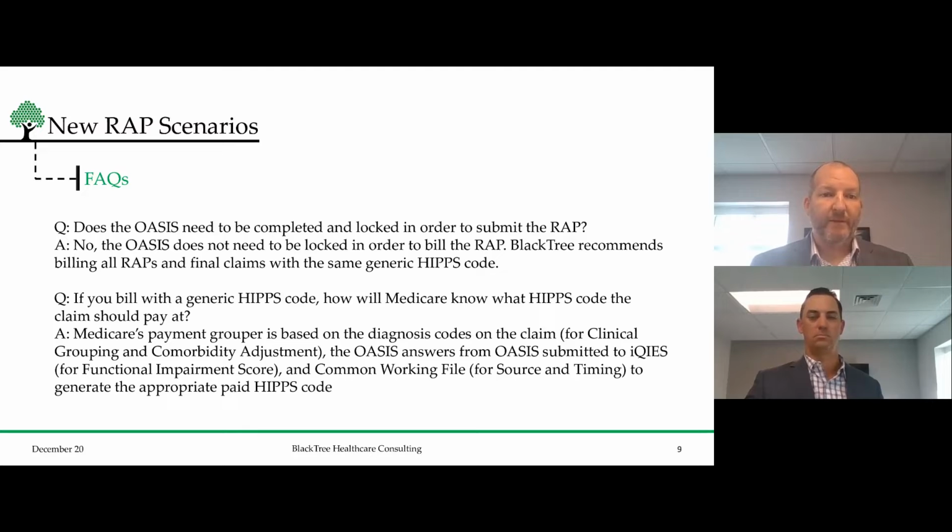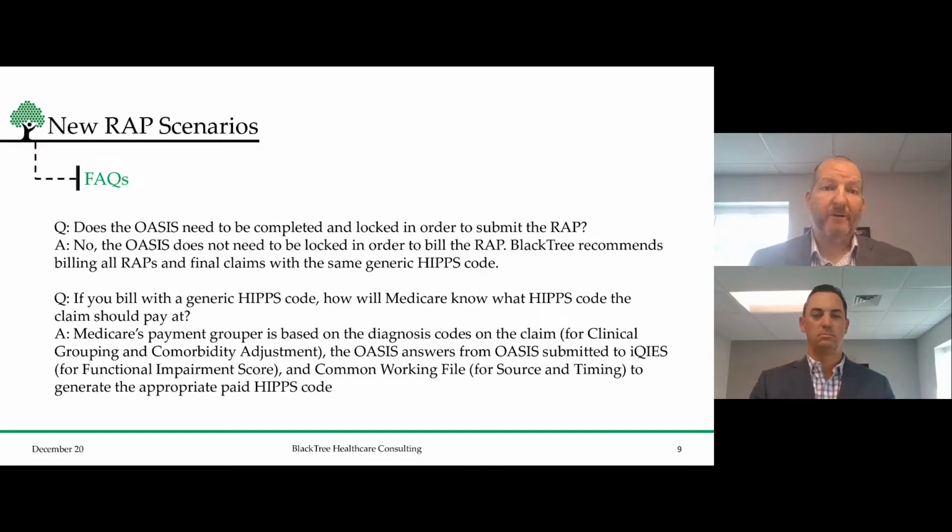Again, keeping in mind that the wrap does have to match the final claim in terms of what that HIPS code is. So you want to make sure you get the correct one out there, or the matching one out there. Next one: if I am billing with a generic HIPS, how is Medicare going to know how to pay the claim? What HIPS code should the claim pay at? Well, when we transitioned over to PDGM, the HIPS code really kind of went away in terms of its meaningful impact on how Medicare reimburses.